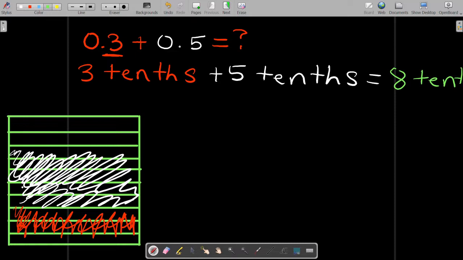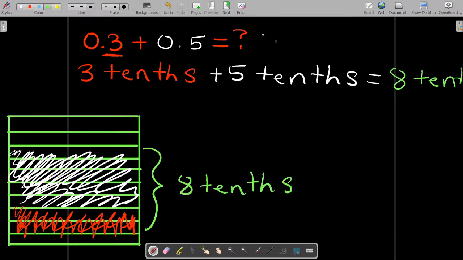Well, this much right here, that is equal to 8 total shaded boxes. And each box is a tenth, so that's 8/10. So there are two ways of going about this problem. One is the pictorial model, and the other one is just using the tenths and the 5/10. So the answer for this would be 8/10.